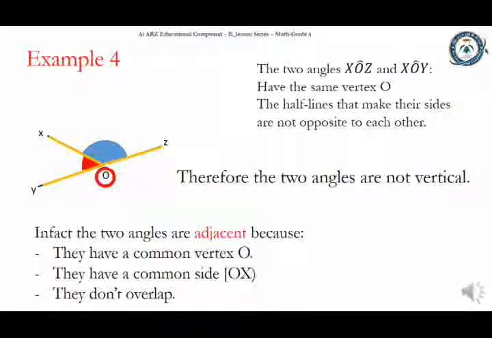In fact, you can notice that the two angles are adjacent since they have a common vertex O, a common side OX, and they don't overlap. They are located on either side of the common side. So from now on, whenever you see adjacent angles, you know directly that they cannot be vertical angles.